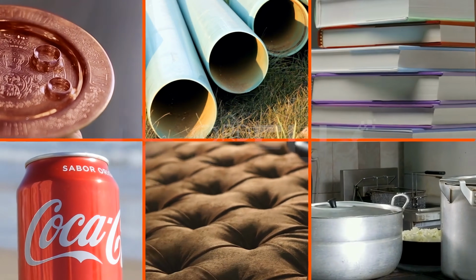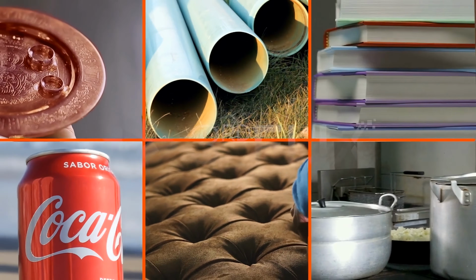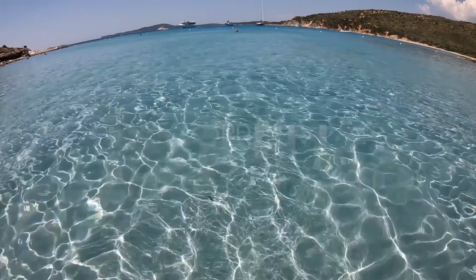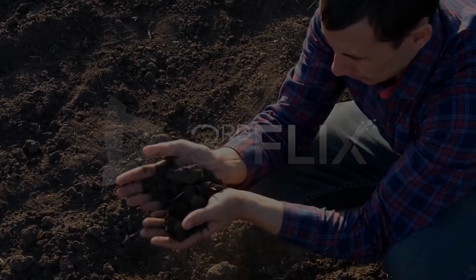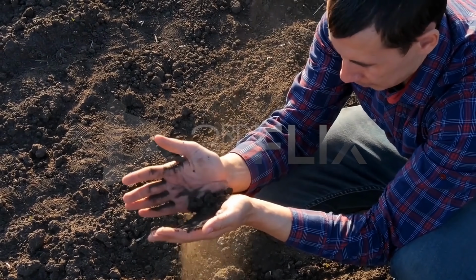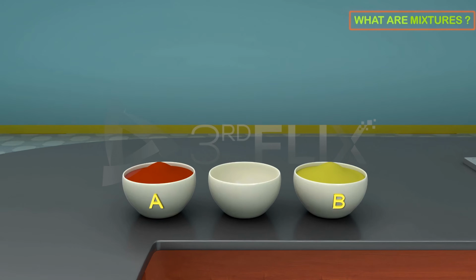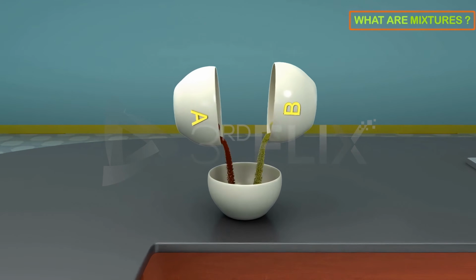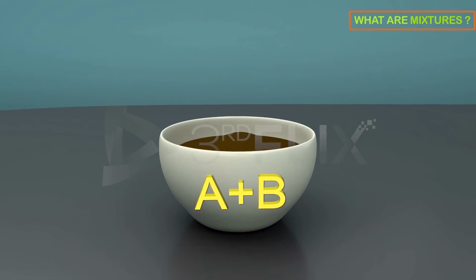As we look around, we can see that most of the matter around us exists as mixtures of two or more pure components. For example, seawater, minerals, soil, etc. are all mixtures. What are mixtures? Mixtures are constituted by more than one kind of pure form of matter, known as a substance.